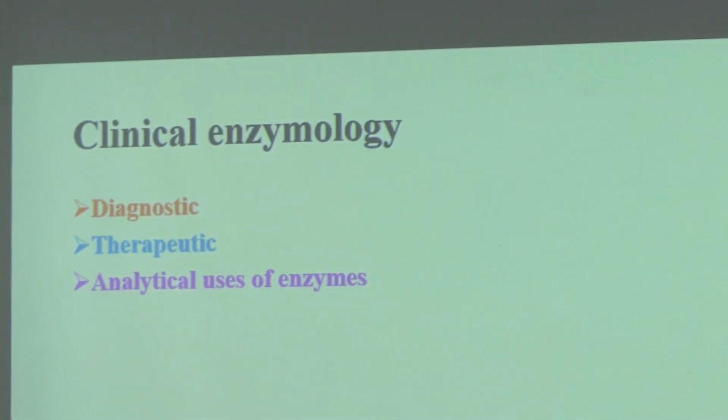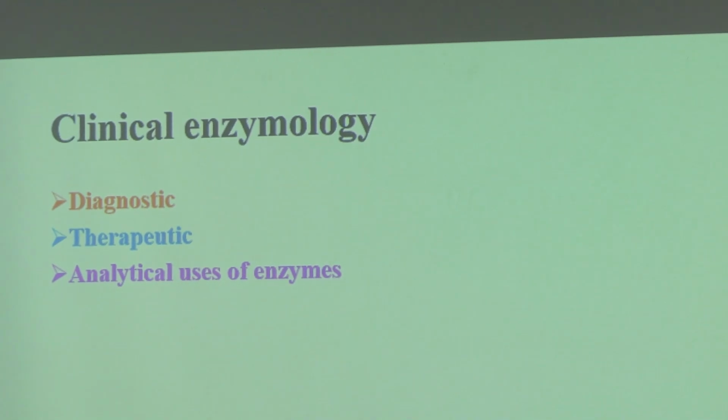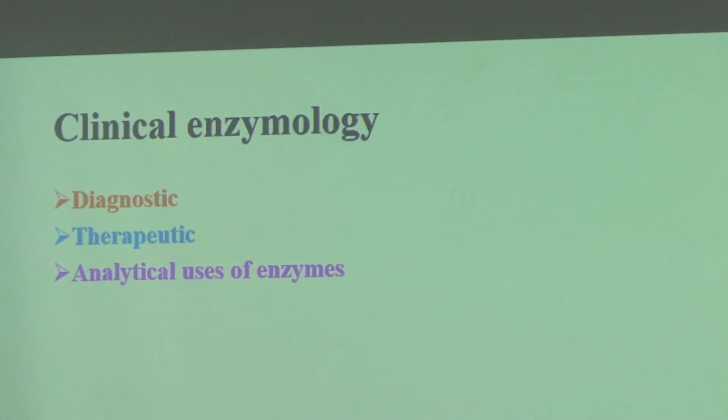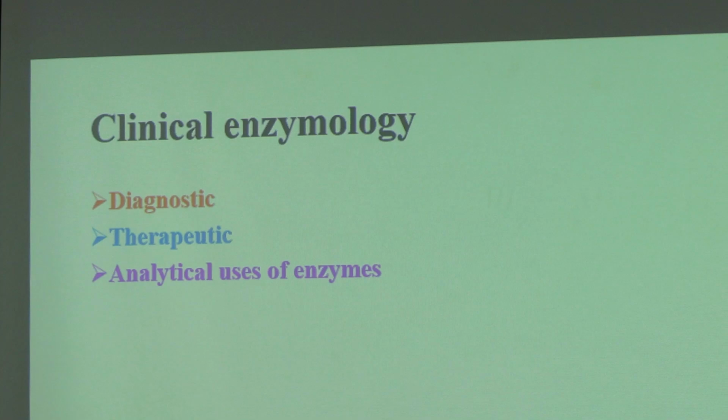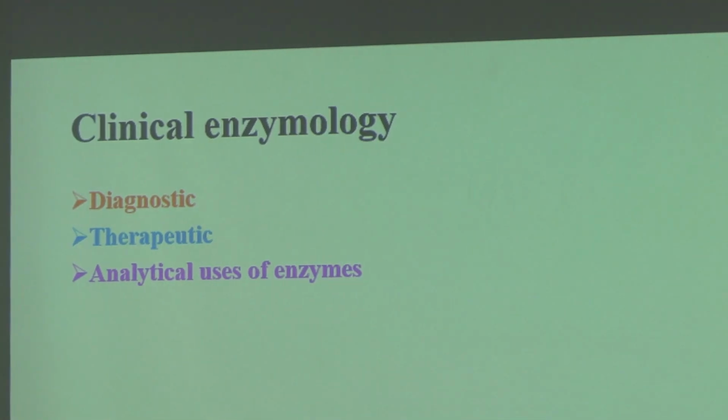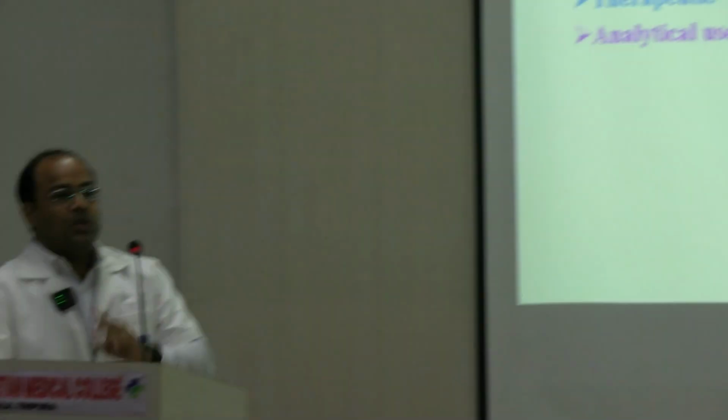So, clinical enzymology can be used in 3 categories. First one is diagnostic uses of enzyme, next is therapeutic uses of enzyme, and next is use in the laboratory as an enzyme. These are the 3 broad categories. Just remember this. First one is diagnosis, because some enzymes we can use as diagnostic markers. I will talk about it later.